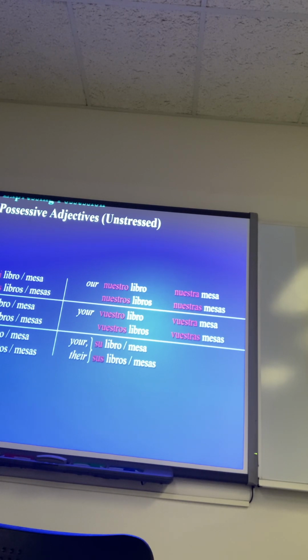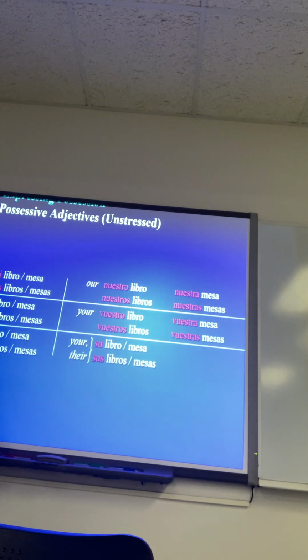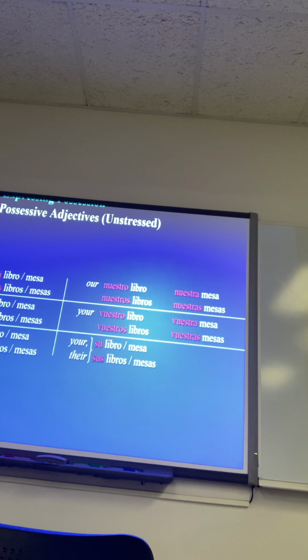Now, here's where it gets a little bit confusing because for the singular, your, his, her, its, and the plural, your and their, T-H-E-I-R, it's the same, su or sus. The only thing that matters is the number of objects. If I'm talking about Elise's book, it is su libro. If I'm talking about Elise's books, sus libros.